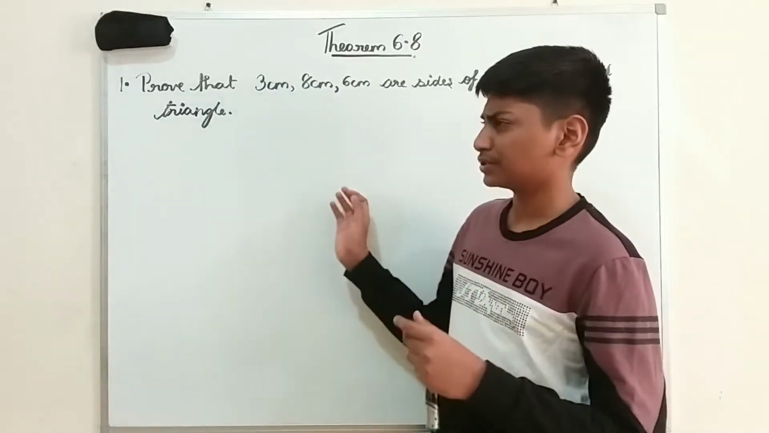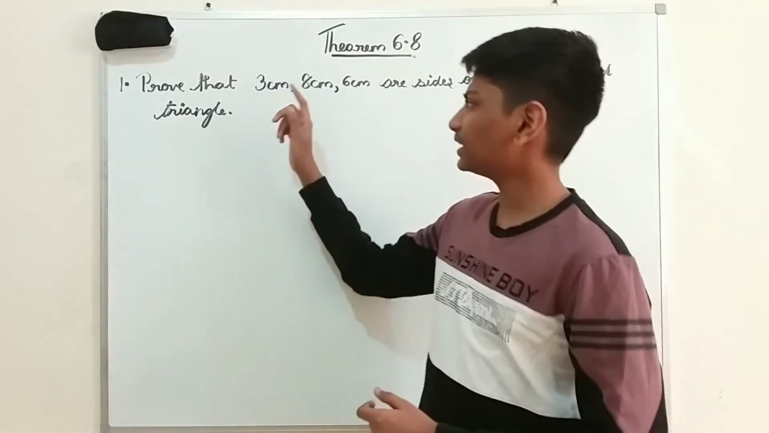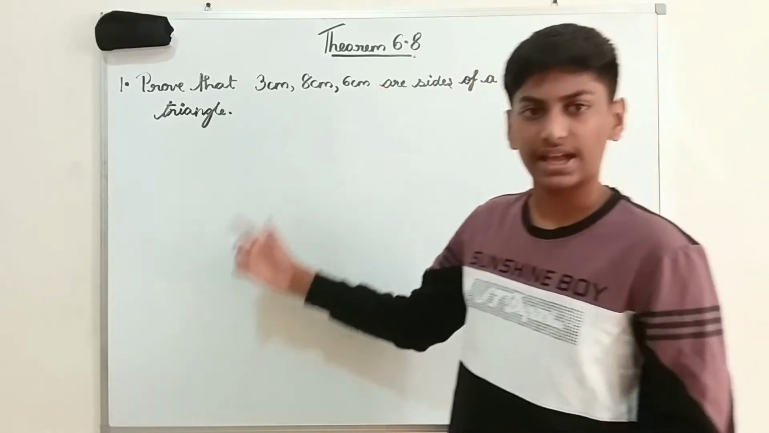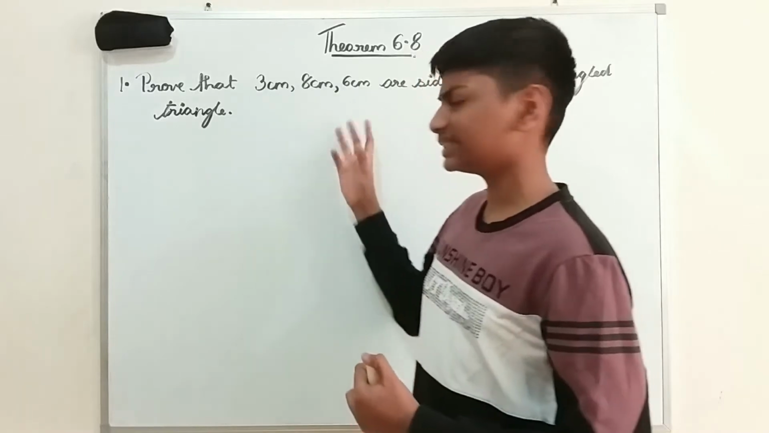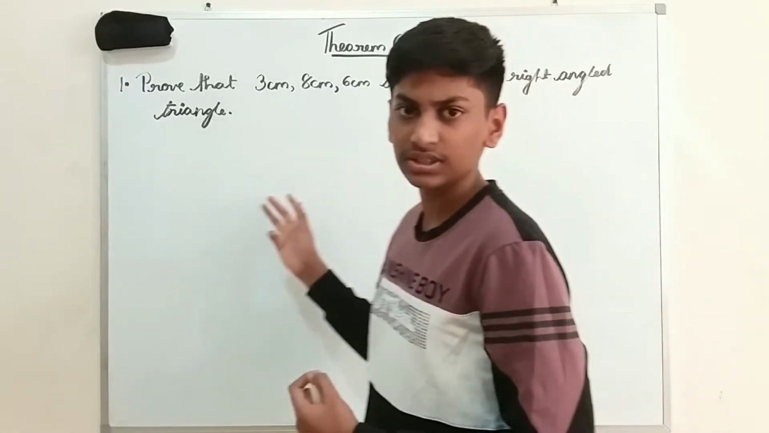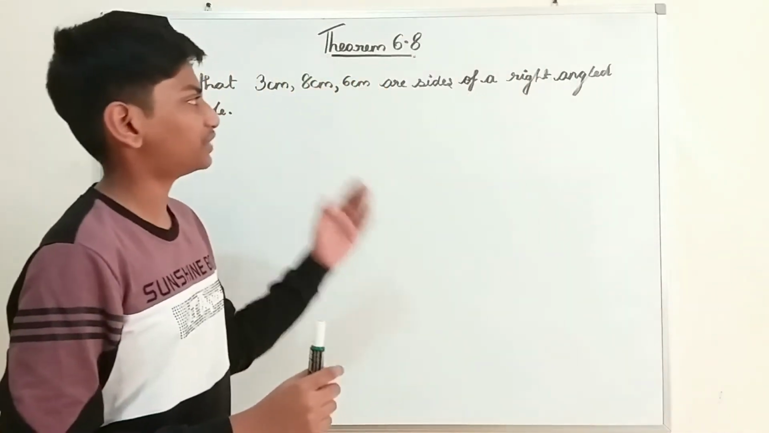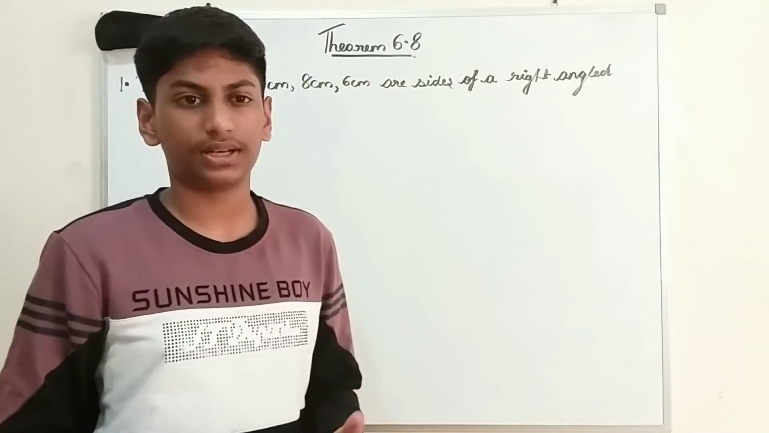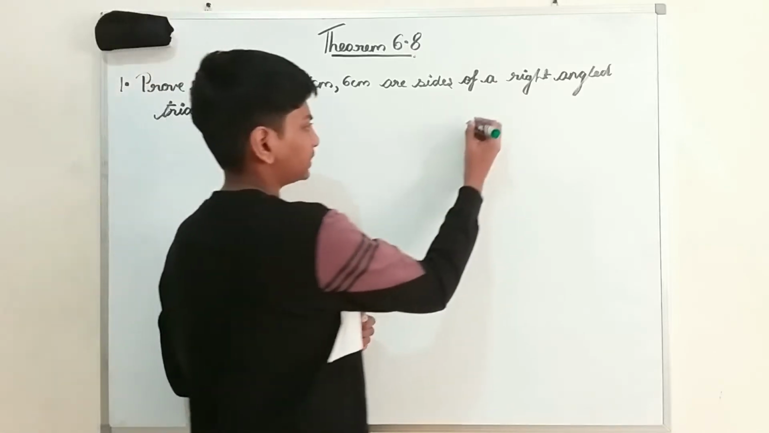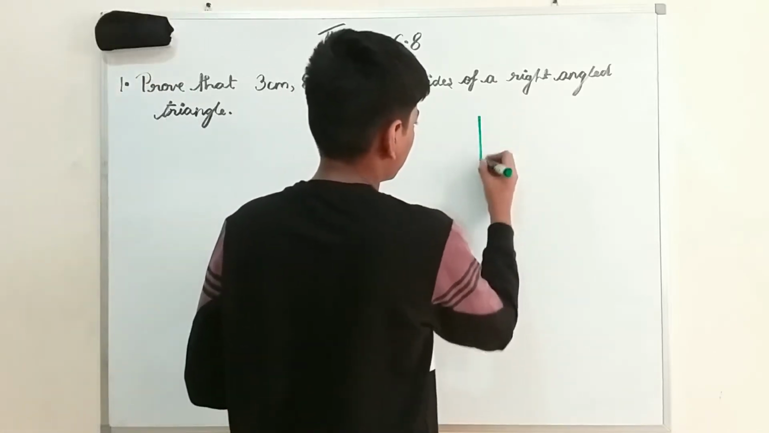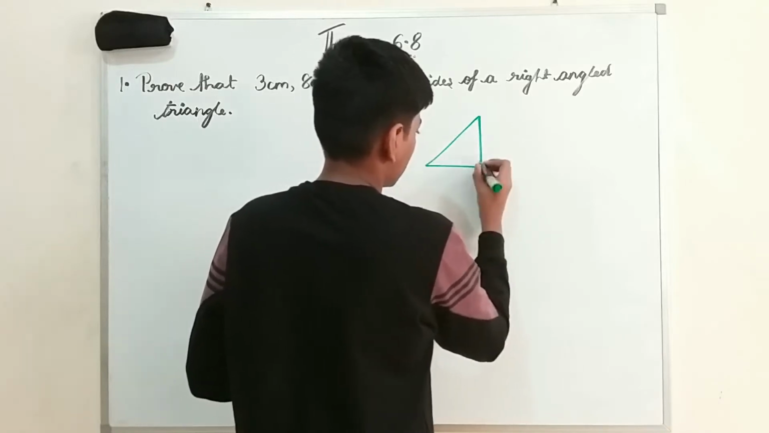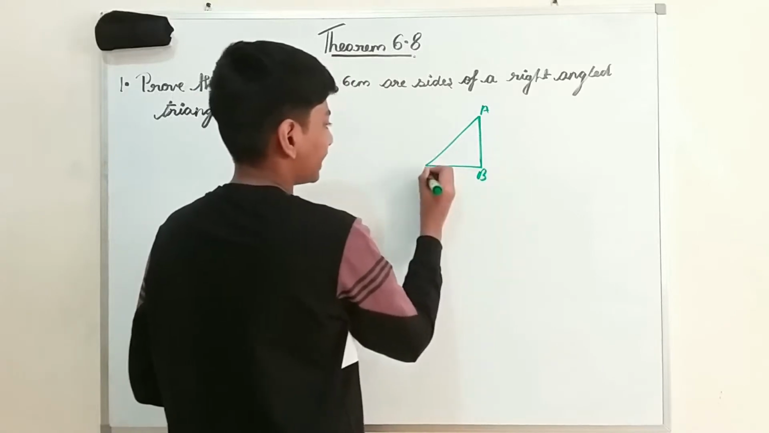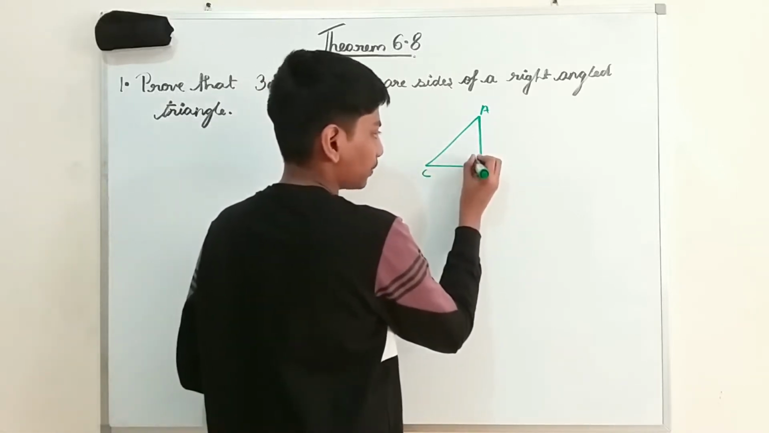So here is our first question. Prove that 3 cm, 8 cm, 6 cm are sides of a right angle triangle. So here they gave 3 sides or 3 measurements telling that these are the sides of a right angle triangle. But now they are asking us to prove that it's a right angle triangle. So for that we'll just draw a right angle triangle over here, like this. Okay. So we'll just name it as A, B and C. So it's right angled at the point B.